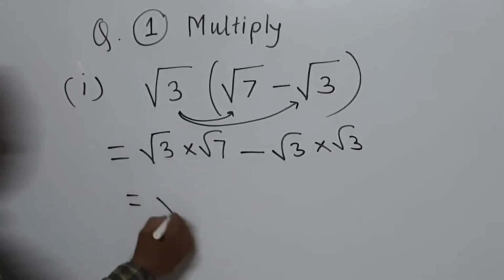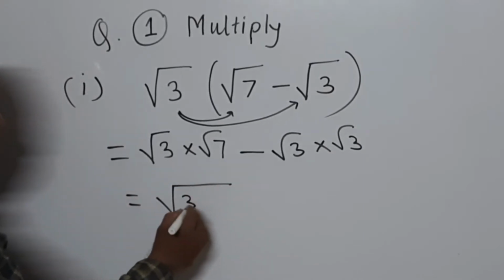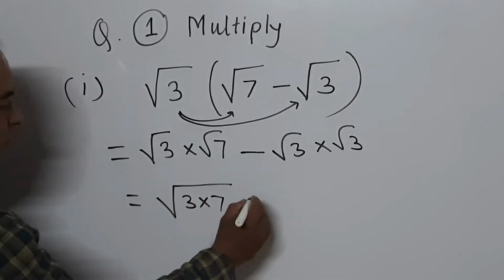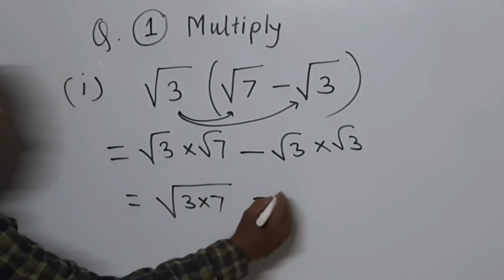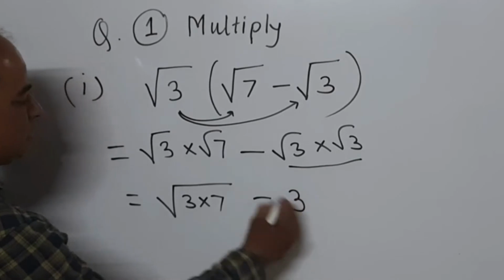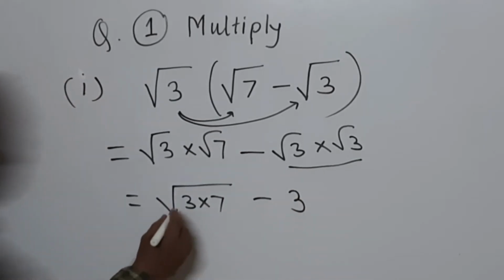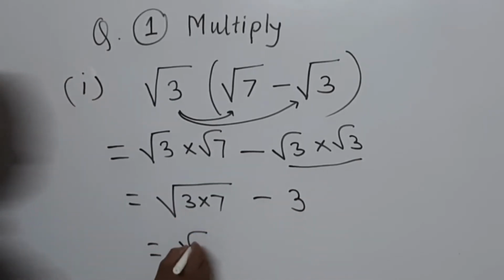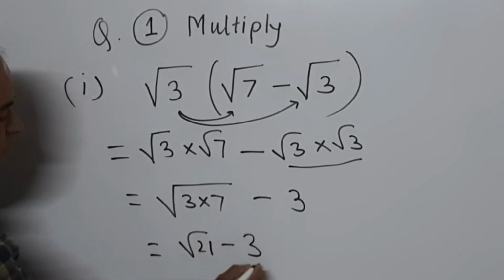Now root 3 into root 7 is root 3 into 7, and root 3 into root 3 is equal to 3. So it is equal to root 3 into 7, which is root 21, minus 3.